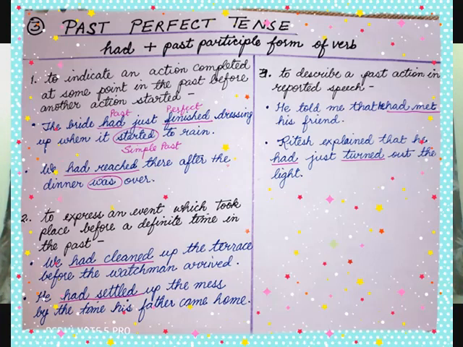And had cleaned is had plus clean plus ed. Second example, he had settled up the mess by the time his father came home. Had settled is past perfect, and in the second event you will see it is used came, that is your simple past tense. In the third usage you will see it is used to describe a past action in reported speech. I hope children you remember direct and indirect speech.